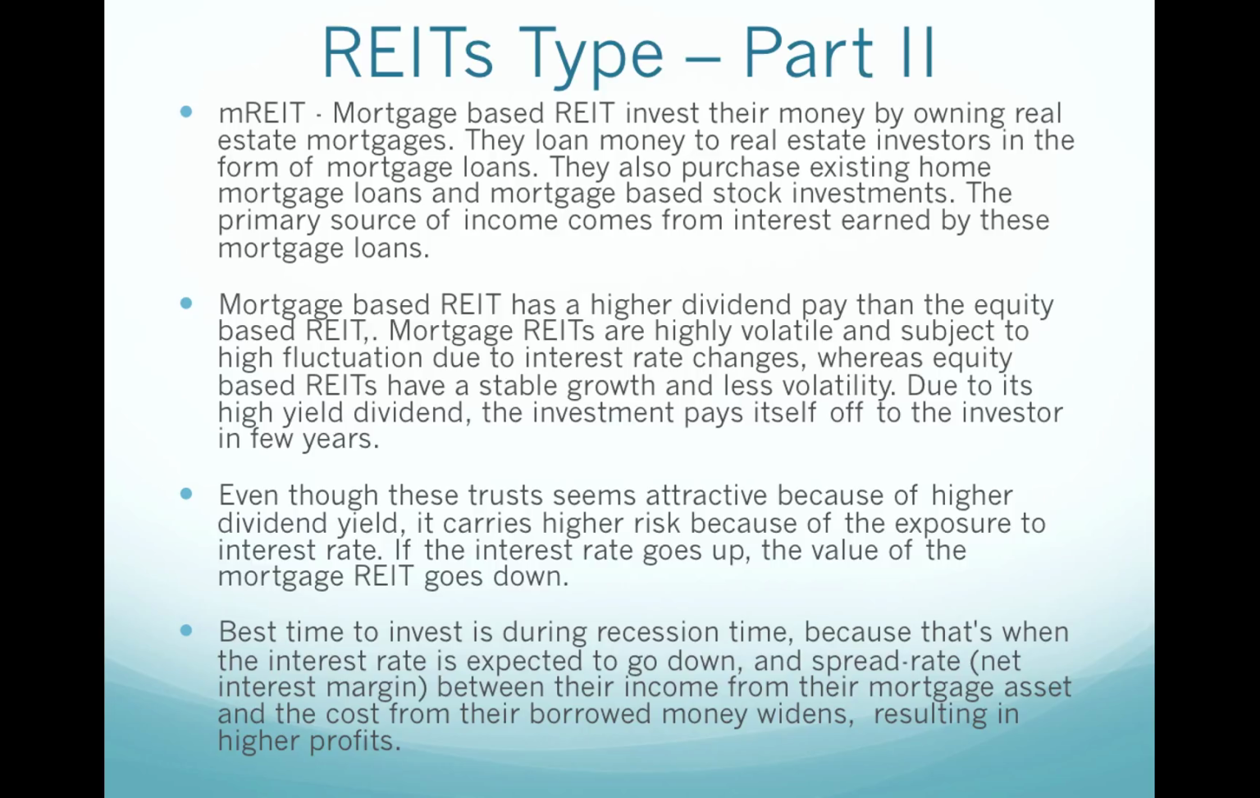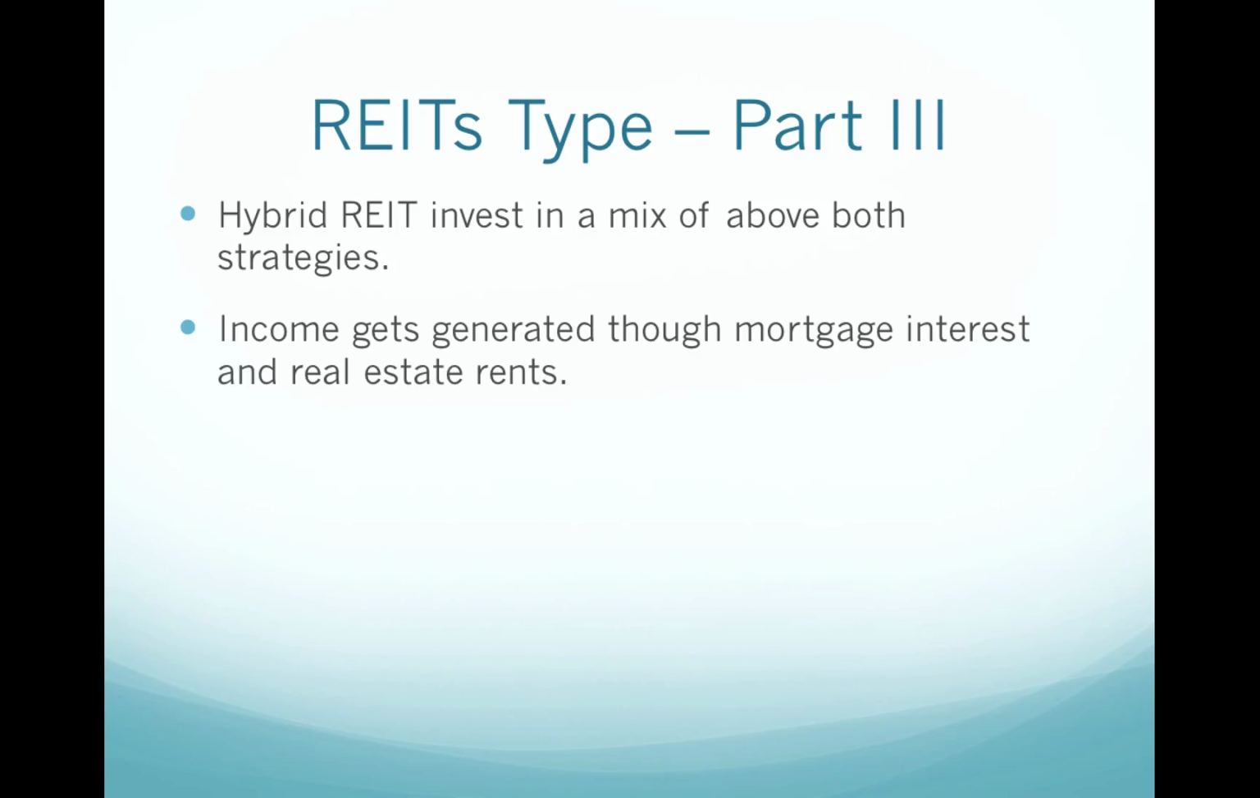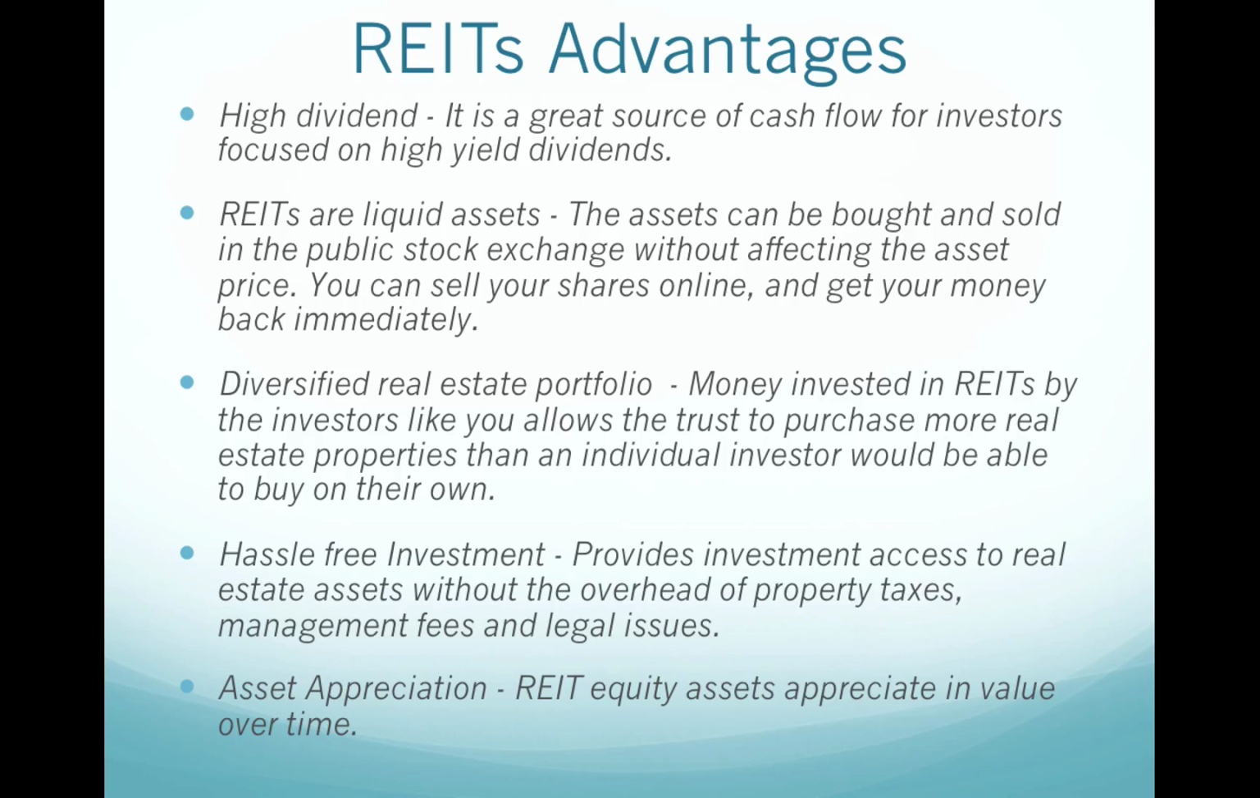Due to its high yield dividend, the investment pays itself off to the investors in a few years. Even though these trusts seem attractive because of the higher dividend yield, they carry a higher risk because of the exposure to interest rates. If the interest rate goes up, the value of the mortgage REIT goes down. The best time to invest is during a recession because that's when the interest rate is expected to go down and the spread between their income from their mortgage assets and the cost of their borrowed money widens, resulting in higher profit. A hybrid REIT invests in a mix of both of the above strategies. Income gets generated through mortgage interest and real estate rents.